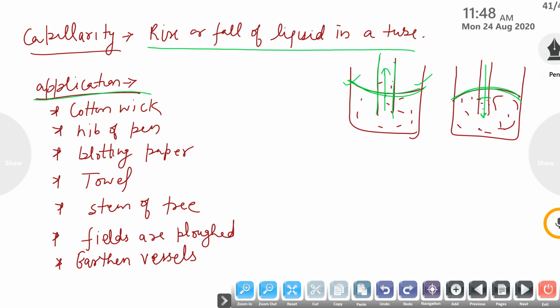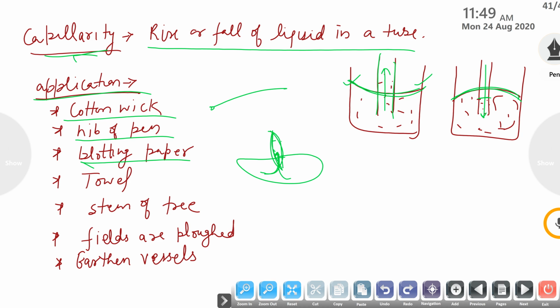Now, applications of capillarity. A simple application is the cotton wick. As we know, in our diya, the liquid, or you can say oil, goes upward through the wick with the help of the capillarity phenomenon, as there are minor small holes in the wick. The nib of the pen: an ink pen writes with the help of capillarity, as ink goes to the front end of the pen. Next is blotting paper. Blotting paper has very small holes which absorb the water.